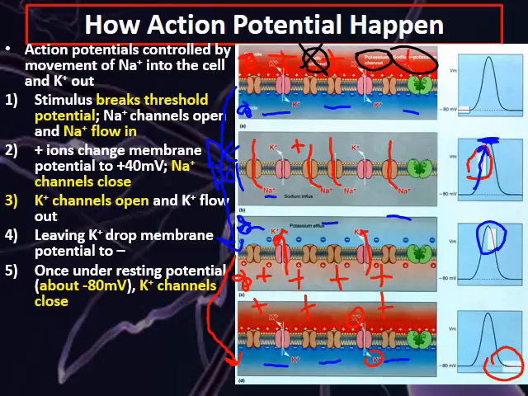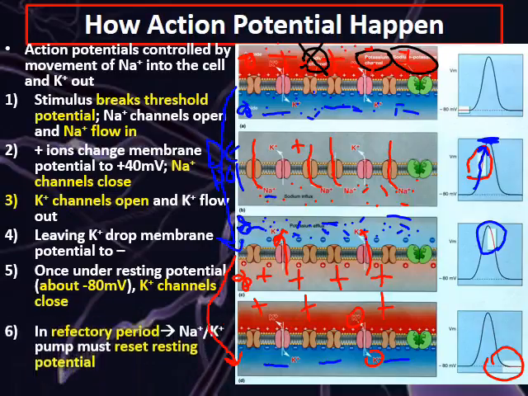So I'll do sodium in red. Here's lots of sodium on the outside, lots of potassium on the inside. We get stimulation, which causes our sodium channels to open, so sodium comes rushing in, and that changes the inside from negative to positive, and the outside from positive to negative. That causes potassium channels to open, and so potassium comes flying out, again down the concentration gradient. And then ultimately we end up back where we started in terms of the difference, about negative 70 millivolts.